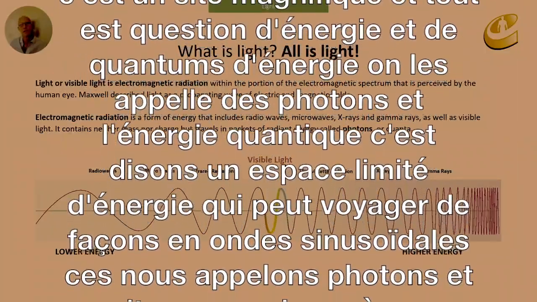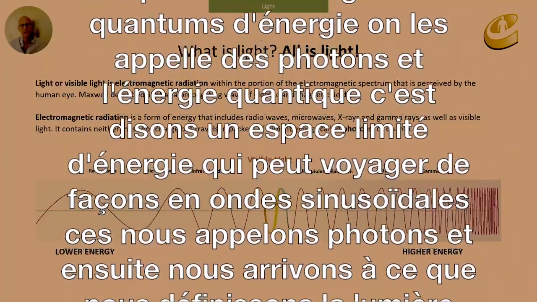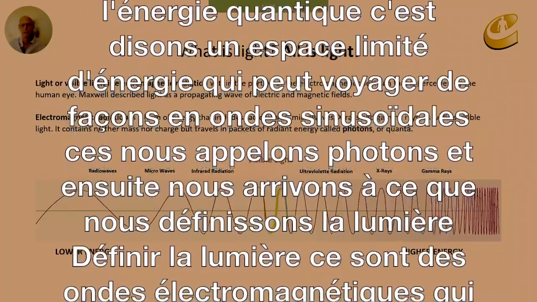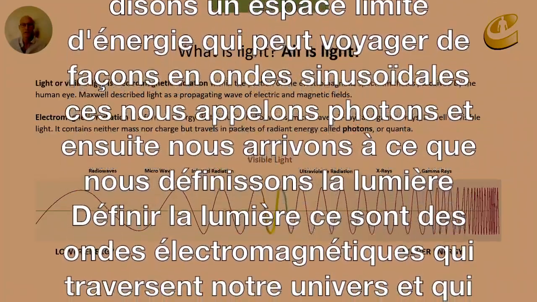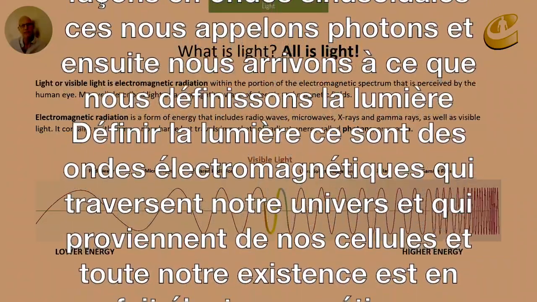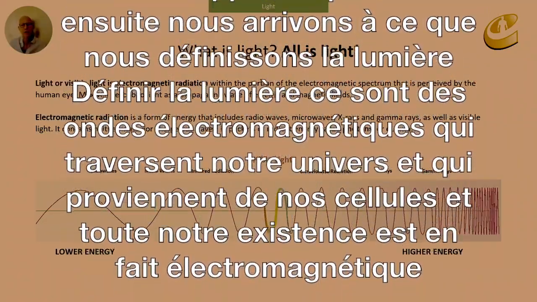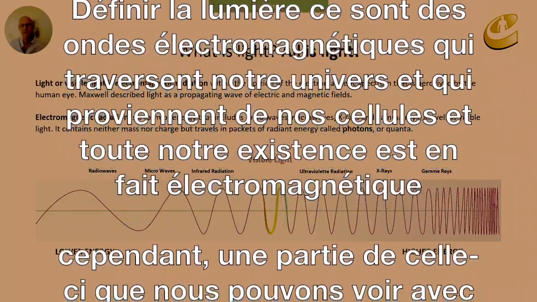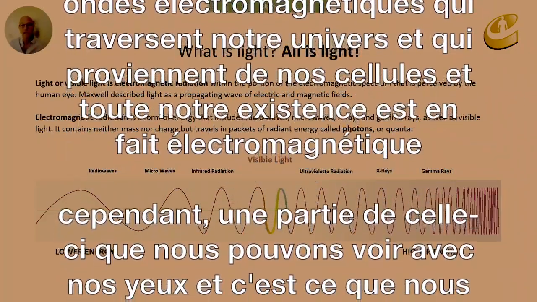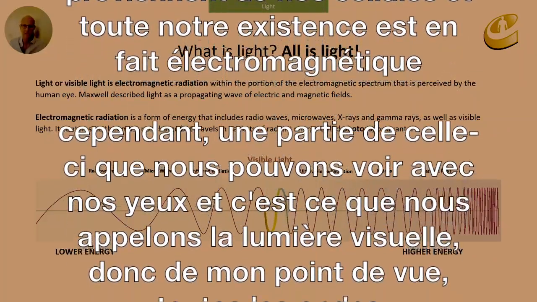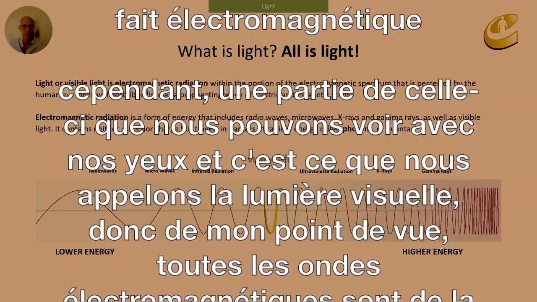And then we come to how we define light. Light is electromagnetic waves that go through our universe and that are coming from our cells, and our whole existence is actually electromagnetic. However, one part of it we can see with our eyes, and that's what we call visual light. So from my perspective, all electromagnetic waves are light, but we cannot see all the light. We can measure it, of course.